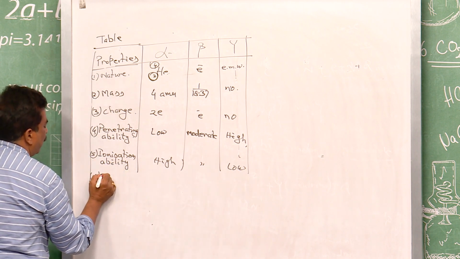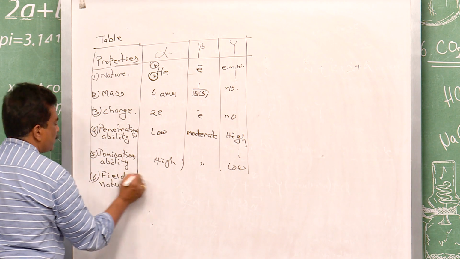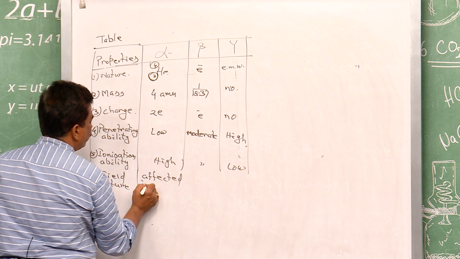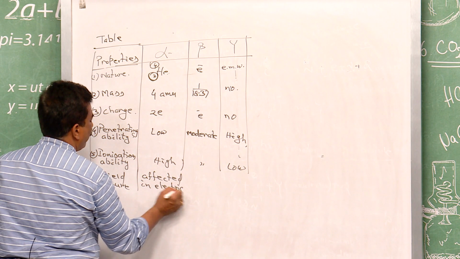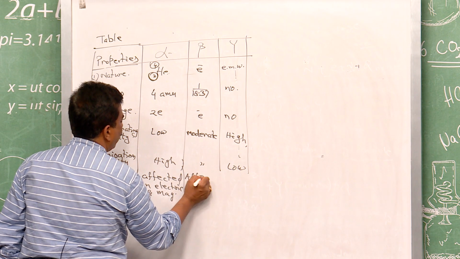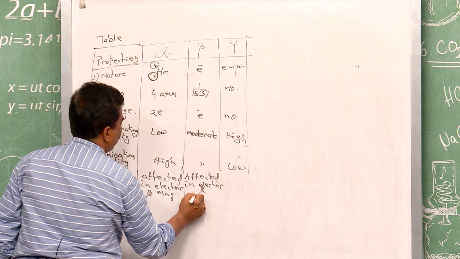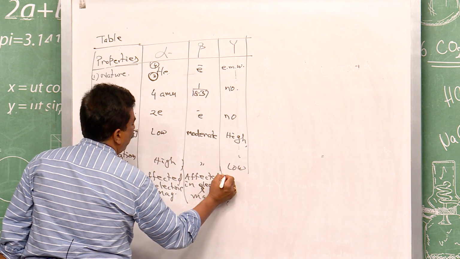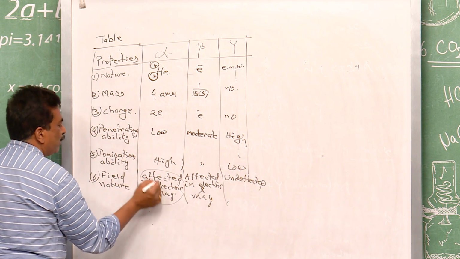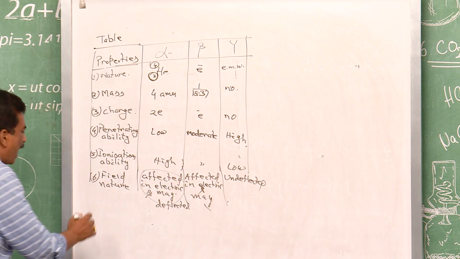Next is the field nature. Alpha is affected in electric and magnetic fields. Beta is also affected in electric and magnetic fields. Gamma is undeflected, whereas alpha and beta can be deflected.